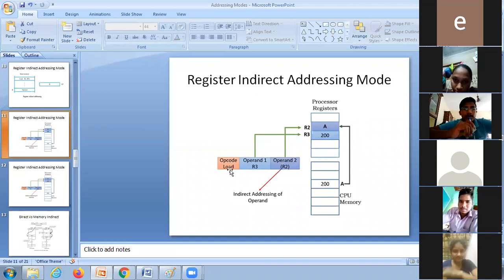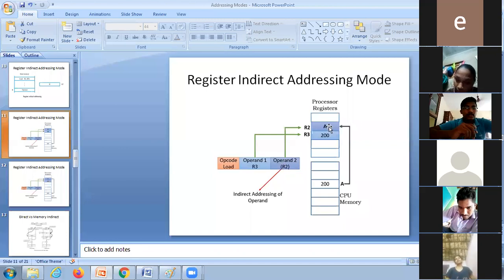Here what is the opcode? What is the instruction here? Opcode means instruction. It is load instruction. The value in R3, that is 200, is to be loaded into the address which is stored in R2. What does R2 contain? R2 contains the address A.